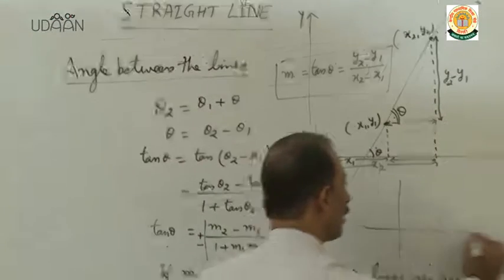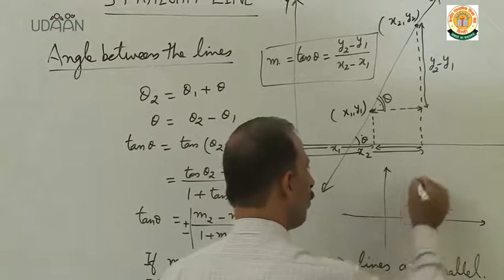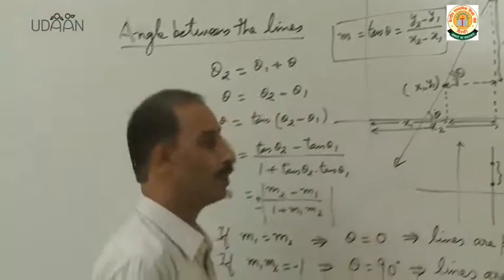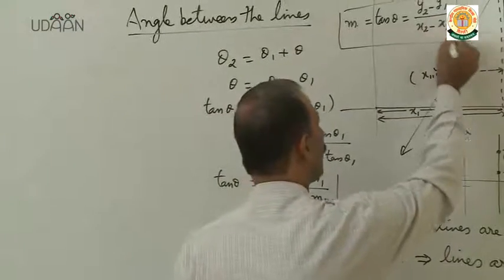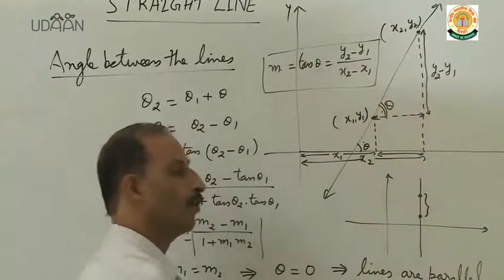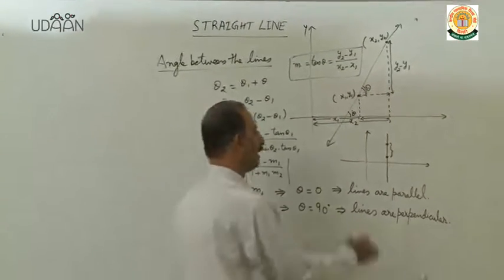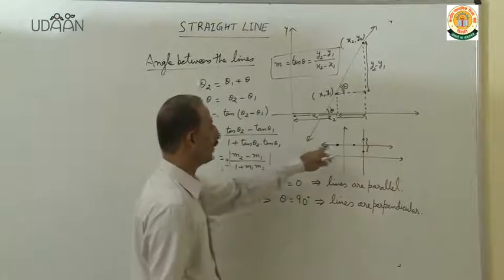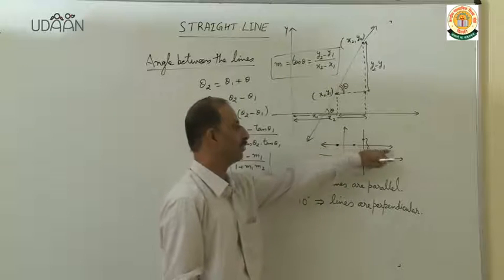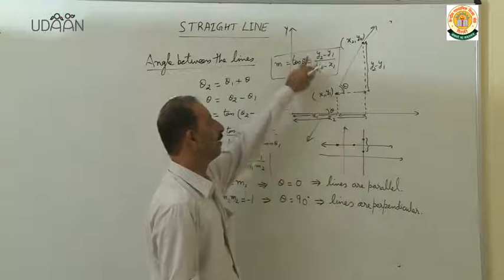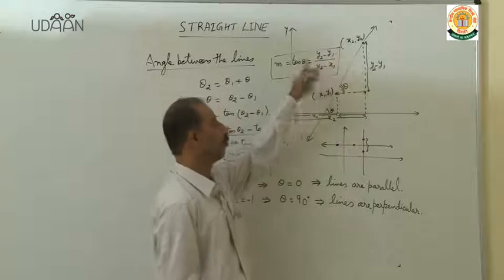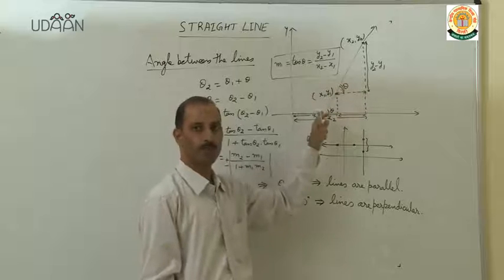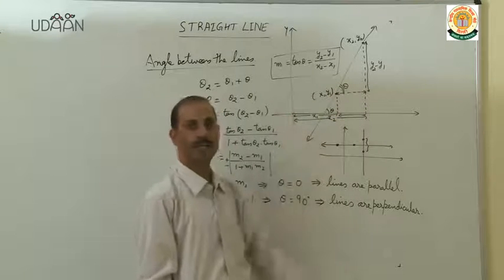For any line parallel to the y-axis, the x coordinate remains the same. If the x coordinate remains the same, then the denominator part will be 0, so its slope will be not defined. And for any line parallel to the x-axis, the y coordinate remains the same and the x coordinate changes. So y2 minus y1 will be 0, and the slope will be 0. So with the help of points we can find the slope, and with the help of the angle also we can find the slope.